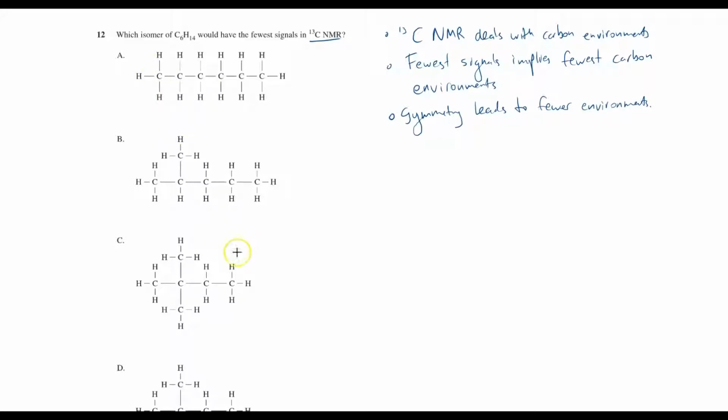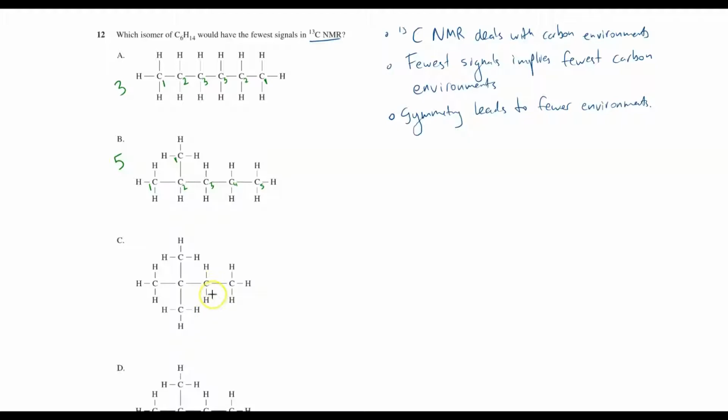In option A, the molecule is symmetric from either end. Therefore, if we label this side 1, then the other side is also 1. And then the next carbon from either side is the same, and so on. This gives us 3 carbon environments. In option B, a methyl group branches off the second carbon, which means we have 2 identical environments coming off of carbon number 2. But the rest are just unique environments with a different distance from that methyl branch. Therefore, we have 5 carbon environments here.